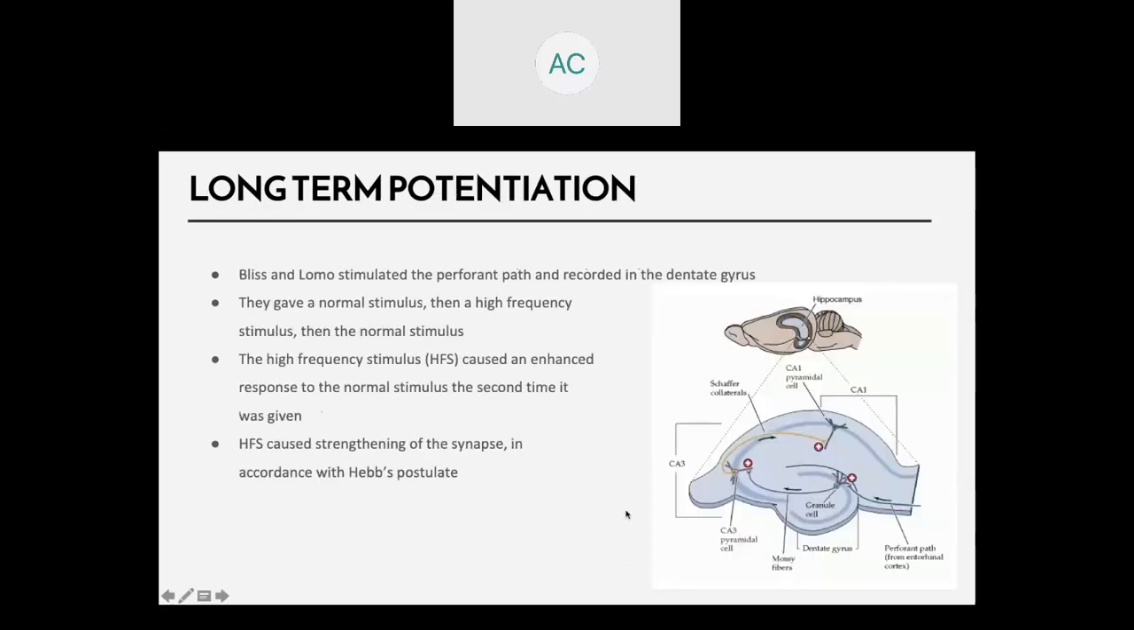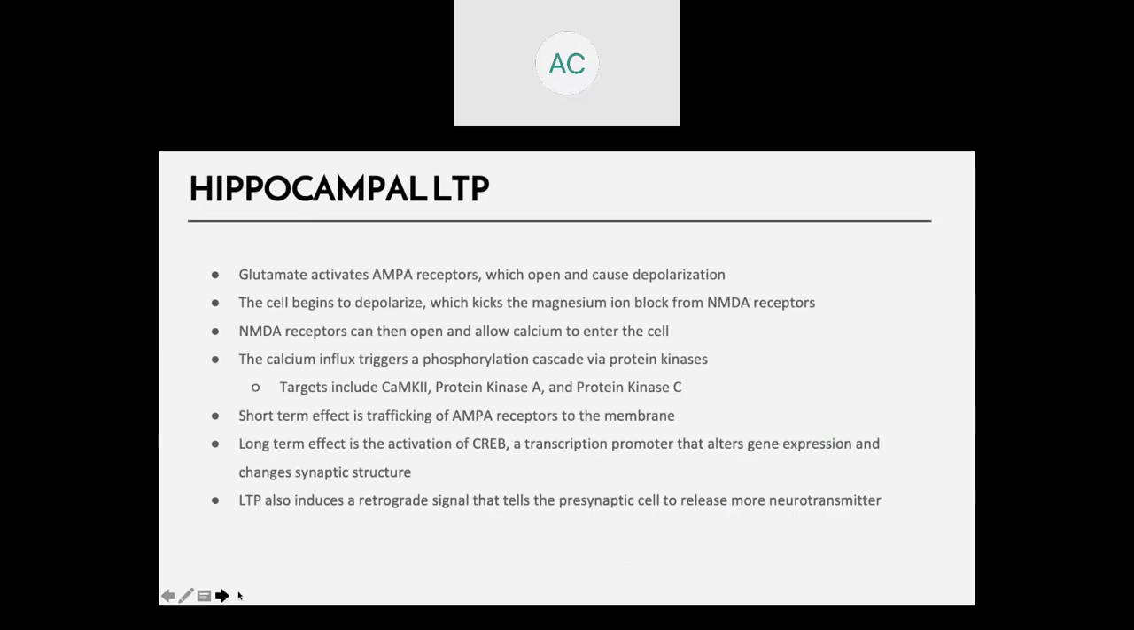So I don't actually have a slide about this, but long-term depression is the opposite. So if you gave a normal stimulus, and then you gave a low-frequency stimulus, and then you gave the normal stimulus again, you would expect to see a reduced response to the normal stimulus, and that's called long-term depression.